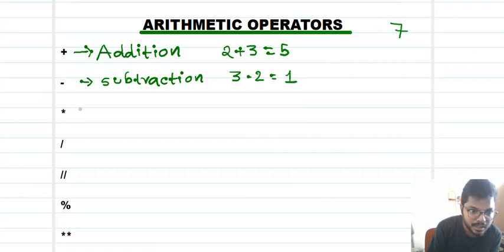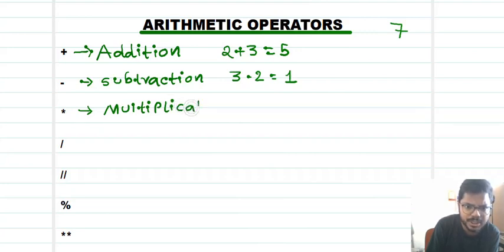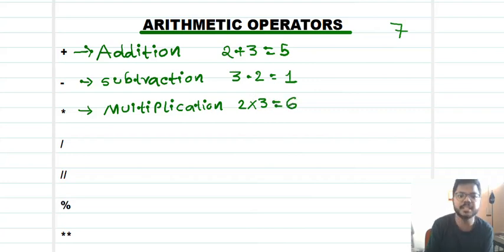And in programming language, the star indicates multiplication. Suppose 2 into 3 equal to 6. In the programming language, the single slash indicates division.